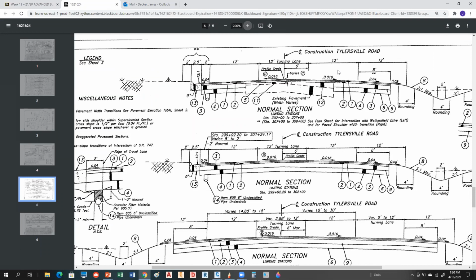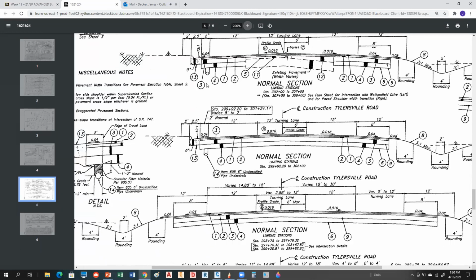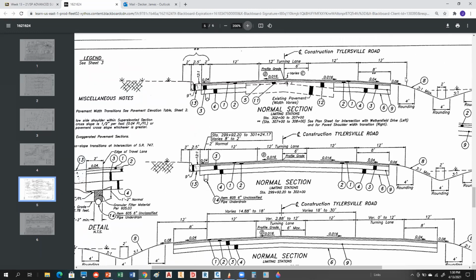Also notice these are not symmetric. So that's why they're not showing you half sections here, because what's happening on the right of the road is different than what's happening on the left. Okay, did that answer your question, by the way?